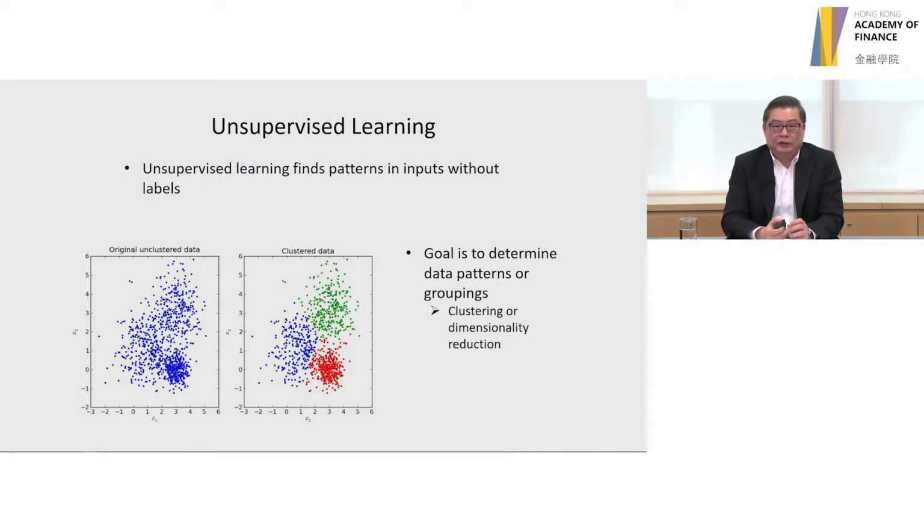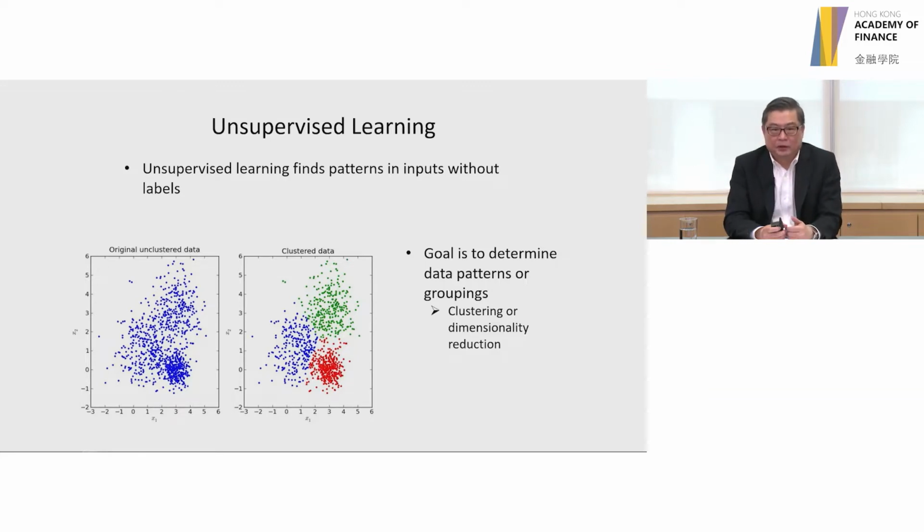Now, unsupervised learning, you don't have labeled data. You do have data, but you don't have labeled data. So the whole idea of unsupervised learning is to find patterns. For example, here there are two graphs. The graph on the left-hand side, you see a large number of dots. But you probably can see there are at least two clusters of points, right? So unsupervised learning tries to help you find all these patterns.